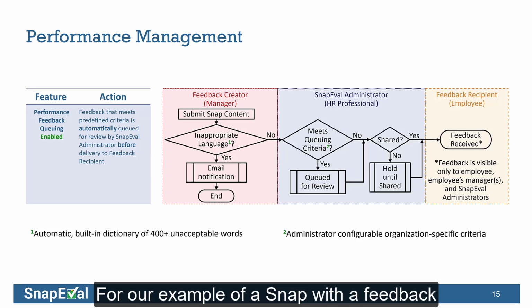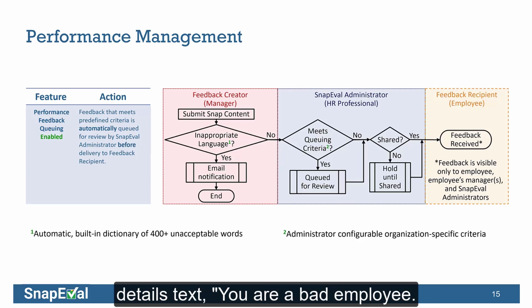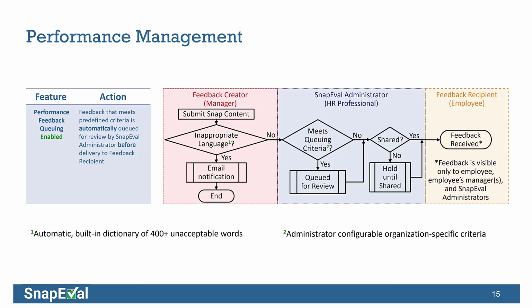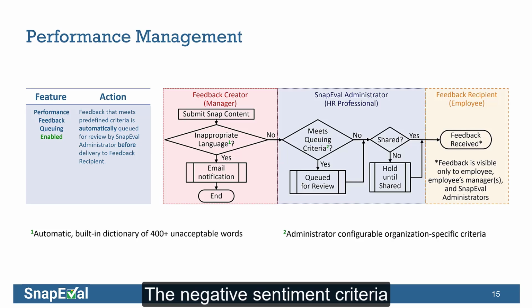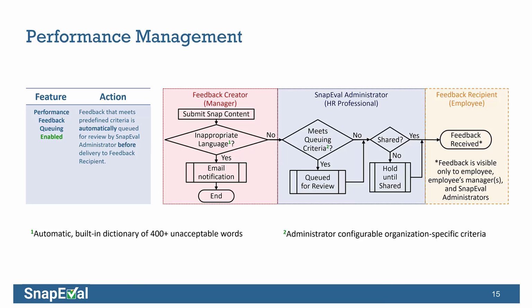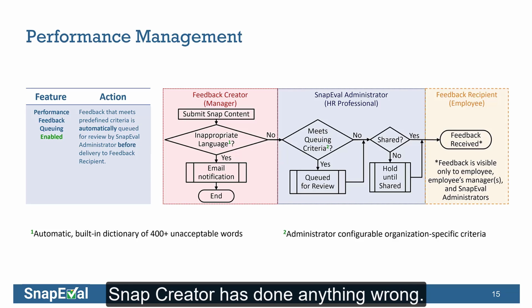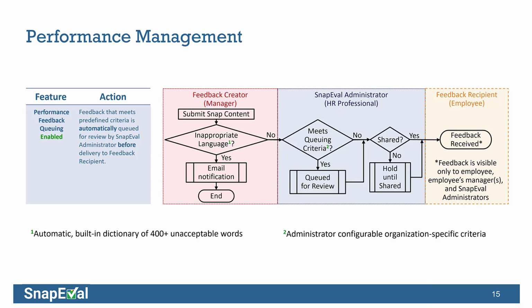For our example of a snap with the feedback details text, "You are a bad employee, you should go get a new job," the negative sentiment criteria would automatically score this feedback as being very negative, so it would be queued for review. It is important to note that just because a snap is queued for review, it doesn't mean that the snap creator has done anything wrong.